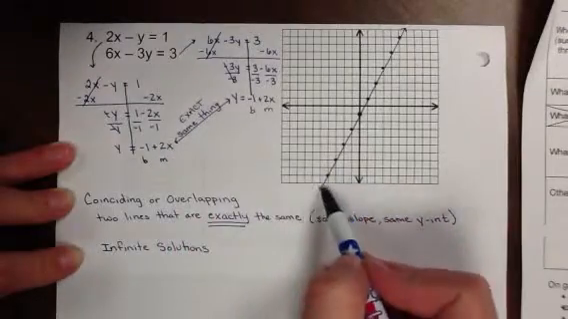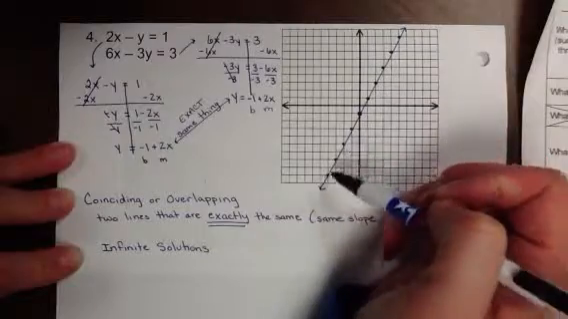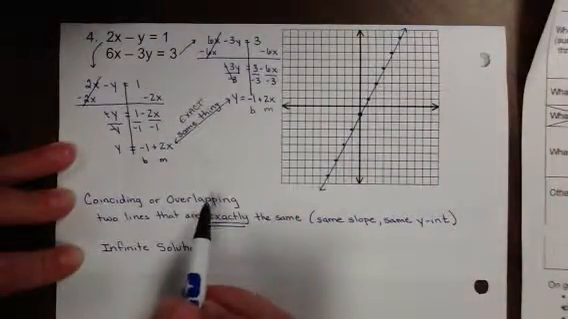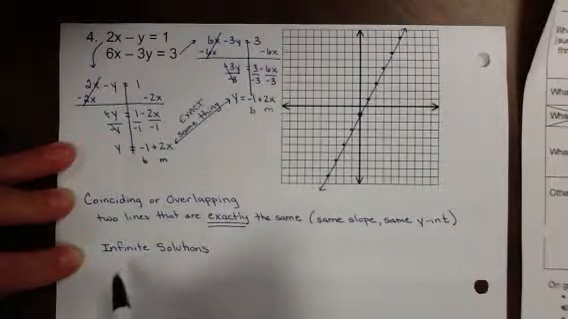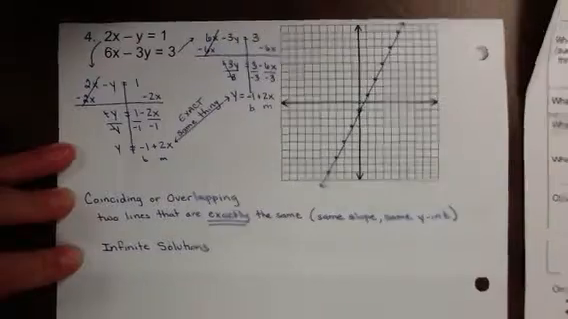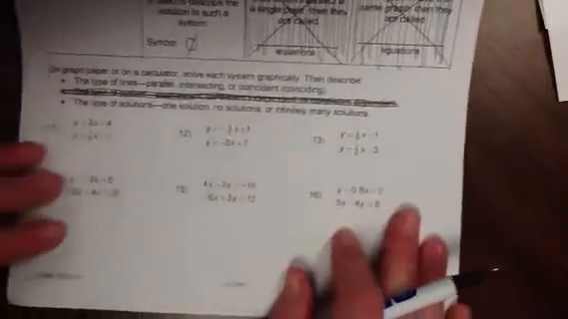So when I went to graph, I actually only got one line, even though it's two directly on top of each other. So they are coinciding or overlapping. And again, they have infinite solutions.